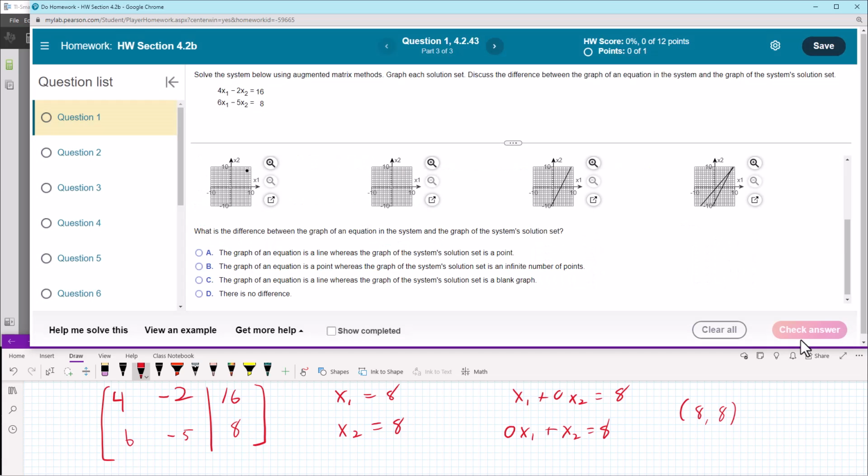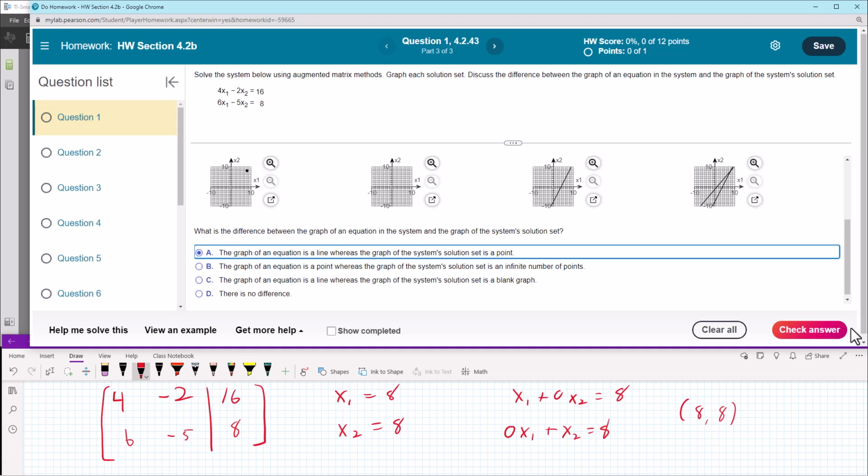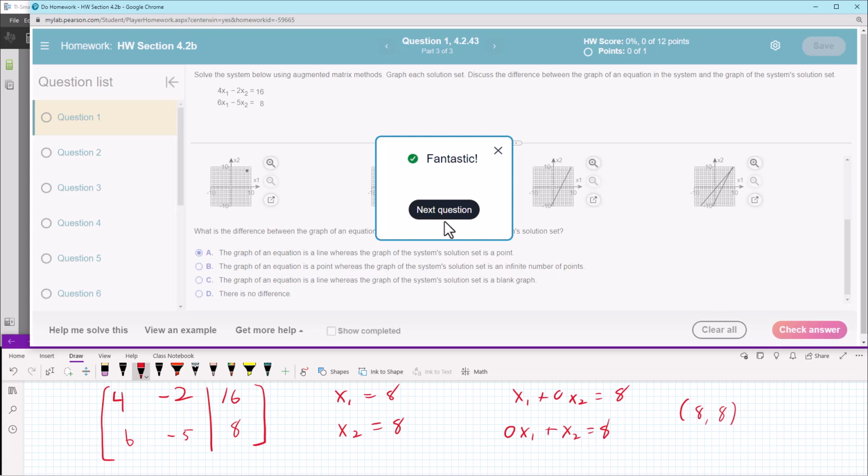And then the final question is, what's the difference between a graph of an equation in the system and the graph of its solution set? Well, remember, these are linear equations. This graph is going to be a line. The solution set is exactly 1 point for this particular problem. So the graph of an equation is a line, whereas the graph of a system solution is a point. That would be A. And that's all there is to the first problem.